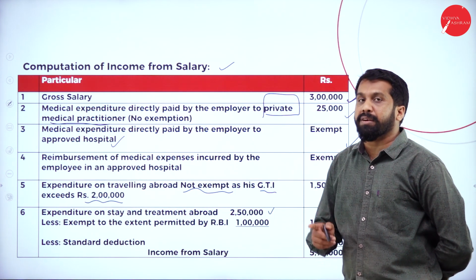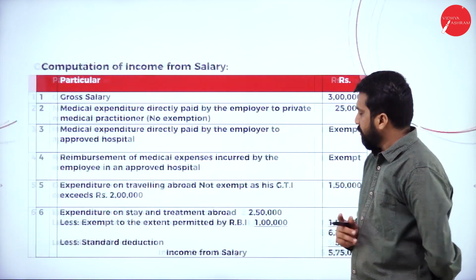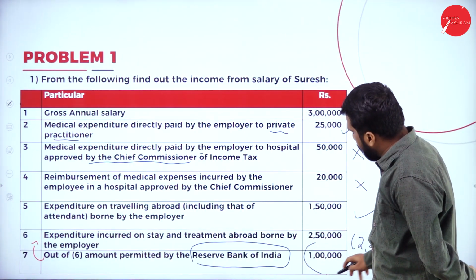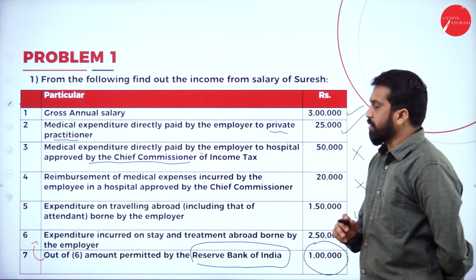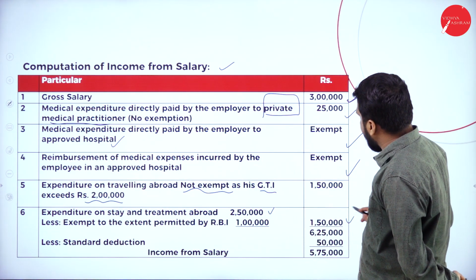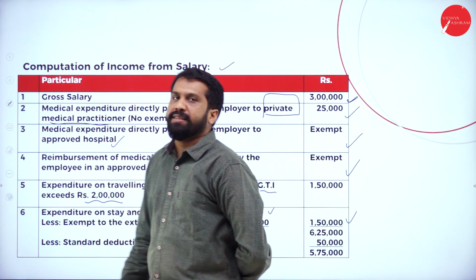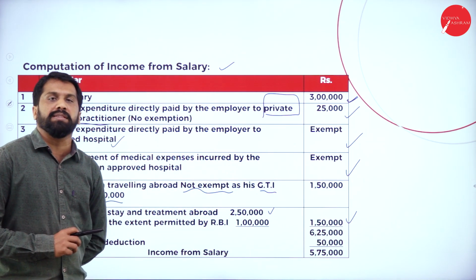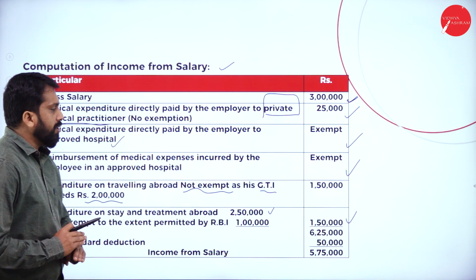2,50,000 is given, but how much did the RBI approve? I'll go back to the question. Up to 1 lakh it is approved. Now 2,50,000 minus 1 lakh, he got 1,50,000. Any doubt up to this? Up to this, no doubts.